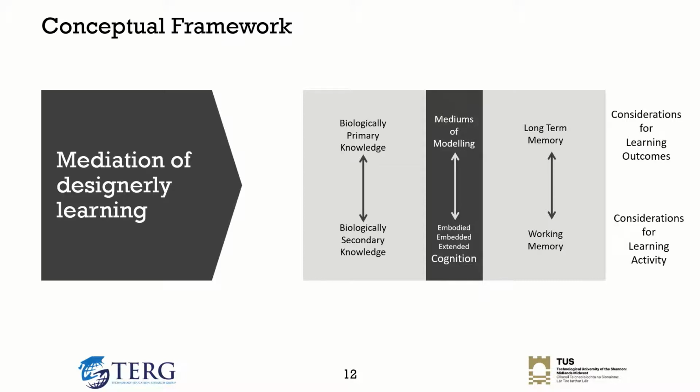Considerations for learning are all that's on the top. So considerations for learning outcomes in terms of long-term memory, that commitment, mediums of modeling, and biologically primary knowledge. So what can you actually teach them and what can you not teach them? Considerations for learning activity then: what about their prior knowledge? What about their biologically secondary prior knowledge? What about their embodied, embedded, and extended cognition capabilities to work with information as they act in a space of maybe uncertainty or trying to understand something or trying to ideate something? And working memory, the limited capacity for them to think in a certain way or think about a certain amount of things, and how that affects the efficiency with which they learn, is essentially at the core of any activity.